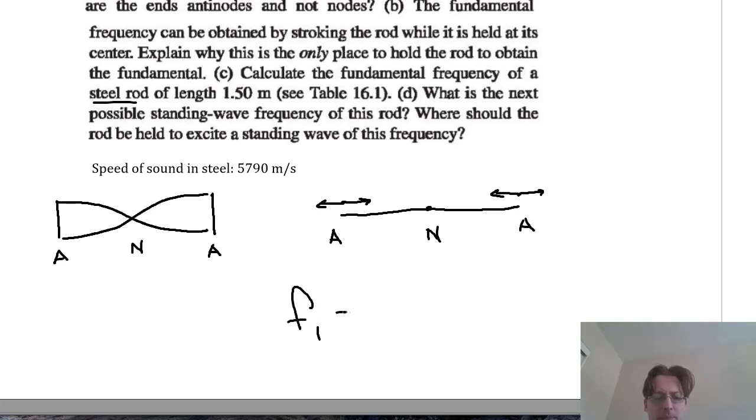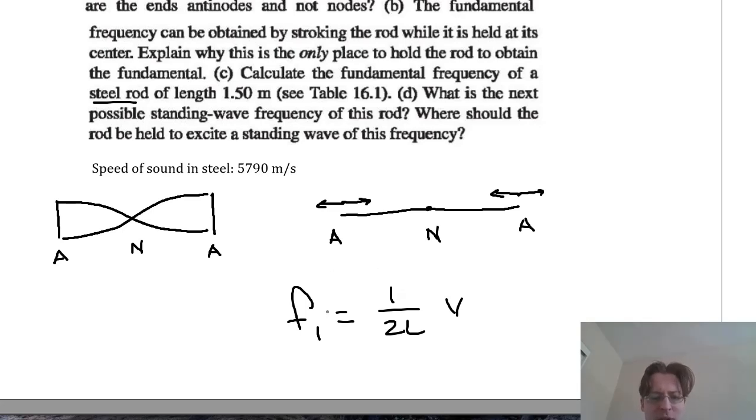This is F1. Now, remember that for free at both ends, the equation is the same as with fixed at both ends. For instance, to find the first frequency, I would take V over lambda. But the wavelength here is just 2L. It's exactly the same as a string fixed at both ends. Of course, the pattern looks different, but the equations for the frequencies are the same.